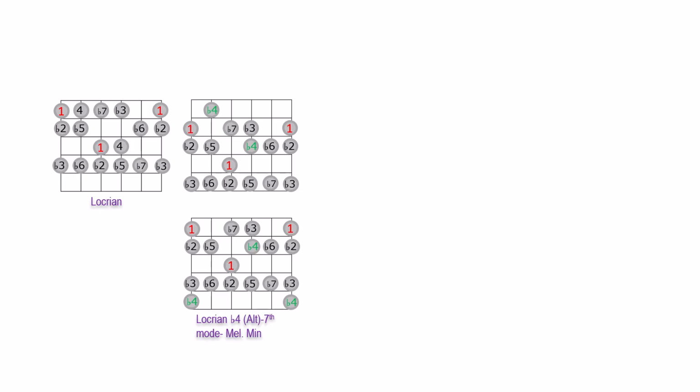To avoid 2 consecutive major seconds on the A string, move flat 4 down to the E string, visualizing the seventh mode of melodic minor.